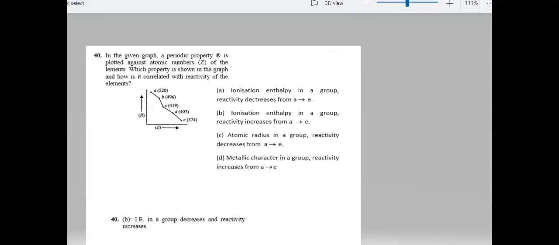Now we are going to start the 40th question. In the given graph, a periodic property R is plotted against atomic number of the element. Which property is shown in the graph and how is it correlated with the reactivity of the element? Here you can see clearly in the graph that it is decreasing, like one quantity is decreasing against another. If one quantity increases, another quantity decreases. That's what we are seeing in this graph. The quantity on the x-axis is increasing, whereas the quantity plotted on the y-axis is decreasing against it. So which option is correct? The answer is option B. Ionization enthalpy in a group decreases and reactivity increases.